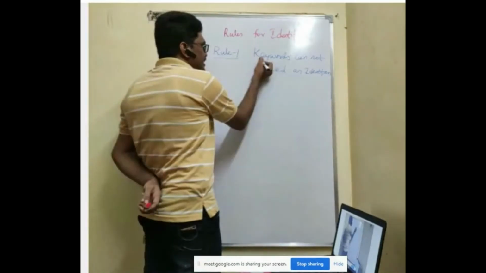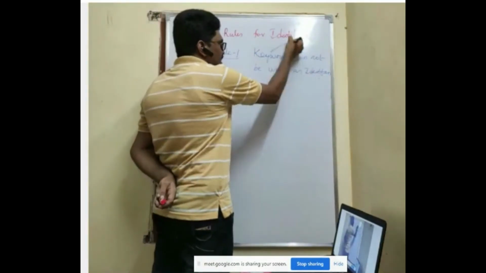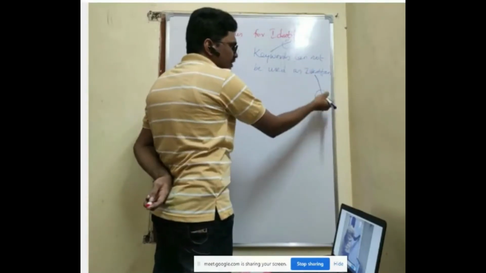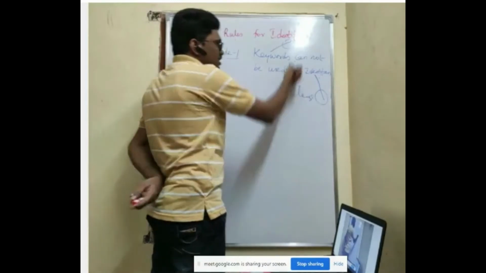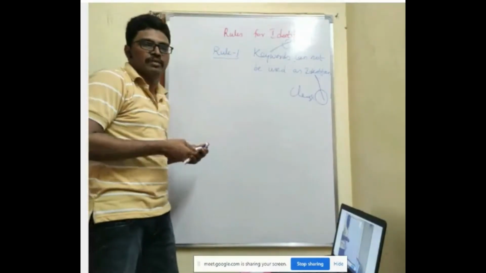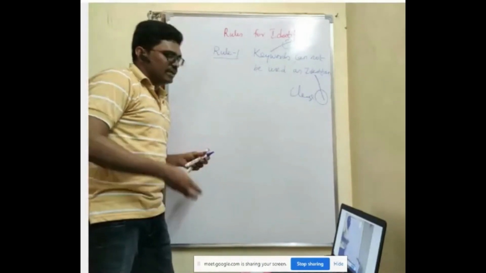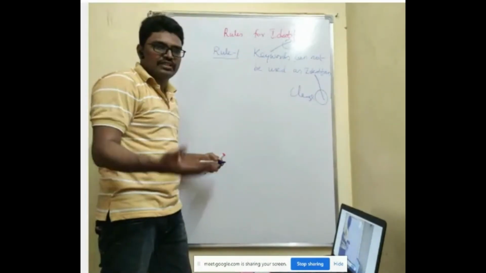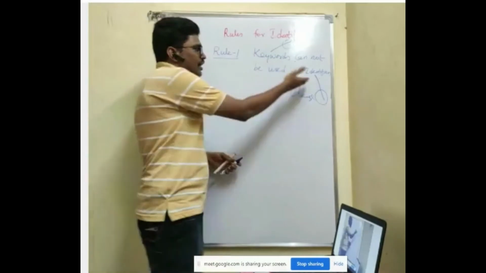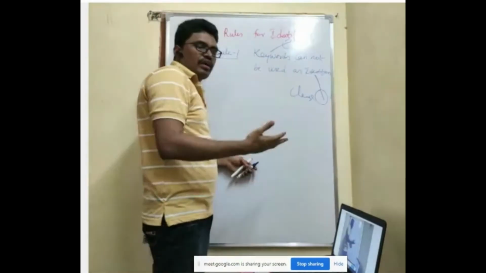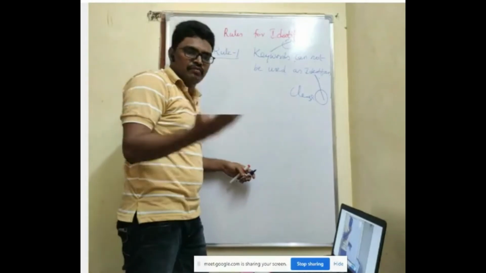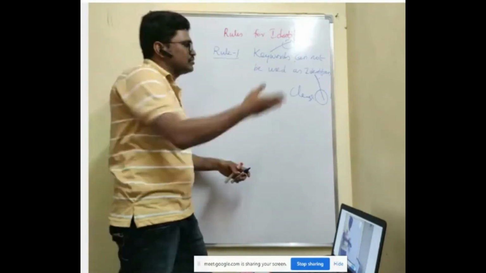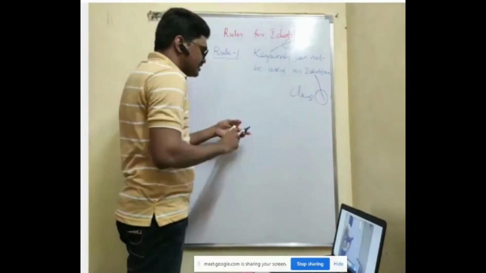Whenever you try to use a keyword as an identifier, a keyword is predefined and your identifier is user-defined. Using a predefined one as user-defined means you are trying to change the meaning of the keyword, which is not possible. Keywords you can use in your program, but keywords cannot be used as identifiers. Identifiers are user-defined names. For a variable we'll give a name, for a method we'll give a name, for a class we'll give a name. Whatever names we are giving are called identifiers. That is the first rule.